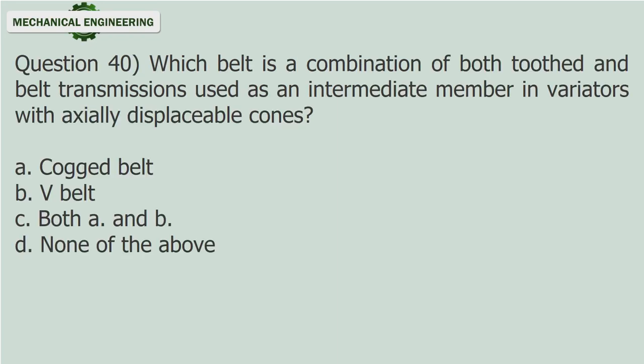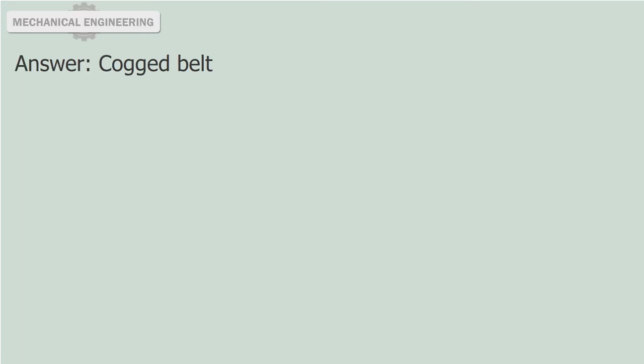Question 40. Which belt is a combination of both tooth and belt transmissions used as an intermediate member in variators with axially displaceable cones? A. Cog belt. B. V belt. C. Both A and B. D. None of the above. Answer: cog belt.